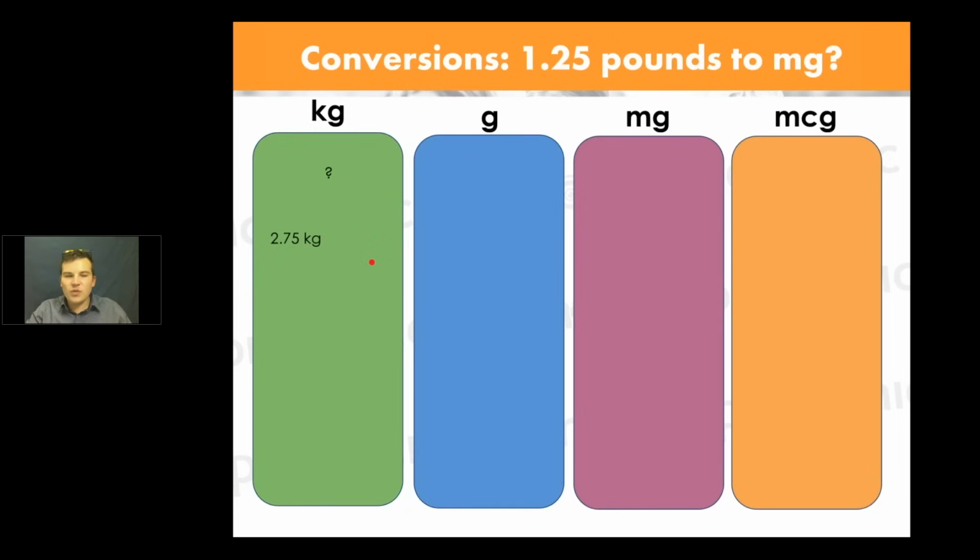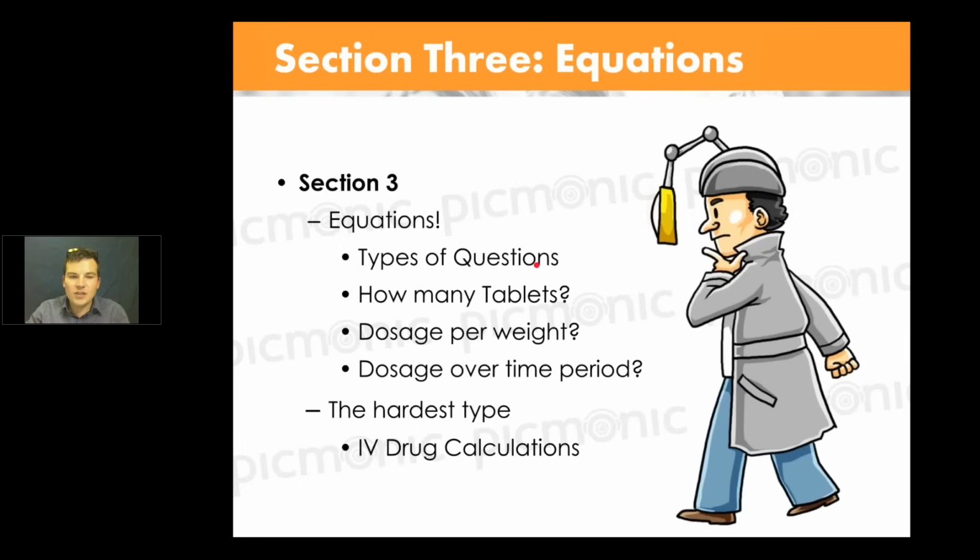Well, it's 2.75. So we multiply. We have pounds, a small number, and we want kilograms. Sorry, I'm getting my numbers mixed up. I'm talking way too fast and reading too many things, as usual, because I get sidetracked. But if we have 2.75 kilograms, 2.75 kilograms is how many grams? 2,750. So if we know that it's 2,750 grams, then we know that's 2,750,000 milligrams.